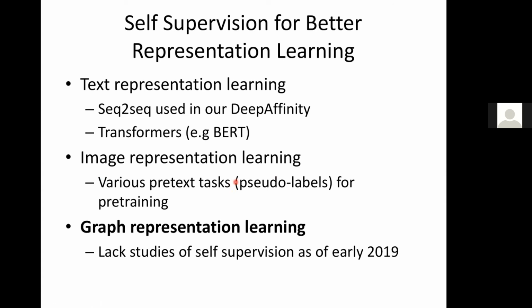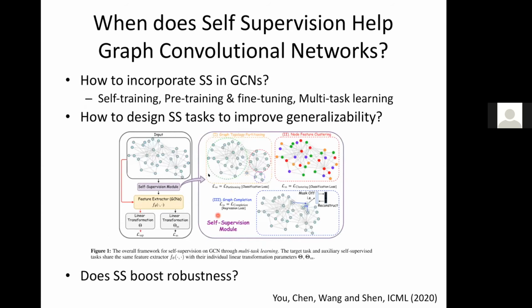Remember, one representation of protein is a graph. So when we started in late 2018 and early 2019, there were relatively few studies of self-supervision for graphs. So that was our focus. In one of our studies, we systematically looked into the problem and asked the following three questions. The first question is, what's the best way to incorporate self-supervision in graph neural networks? When we started, one of the few papers was proposing self-training, that is, keep using the same labels, but predicted labels, for an iterative process.